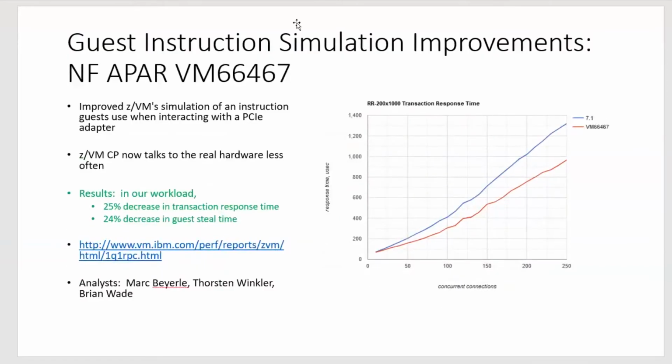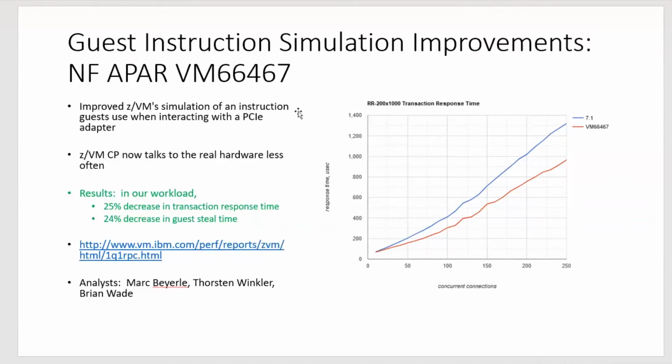Another PTF that we shipped in the first quarter was this thing regarding improvement of how we do instruction simulation for an instruction that's related to using the PCIe adapter. We found places in the control program where it was possible for us to skip talking to the real hardware, even though the guest had done something to its virtual PCIe function. I talked more about this in the performance report chapter, which is linked down here.